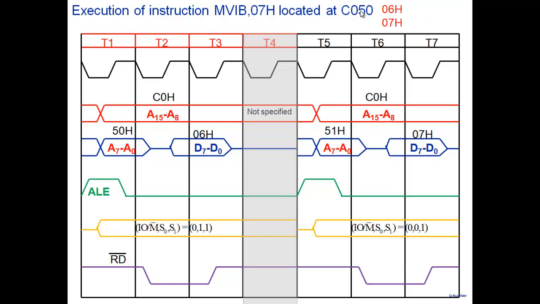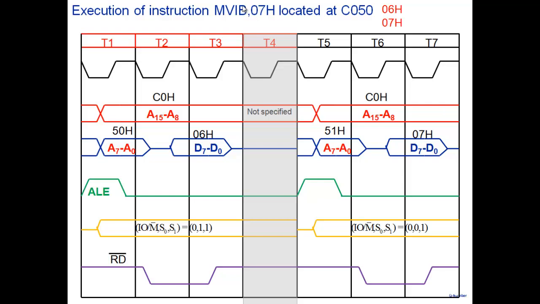07 will be located at C051. So it's C0 and 51. The program counter has been incremented, right? So whenever you fetch a byte, the program counter will become C051. So it loads C051 and does a memory read operation. So what will come from the memory? 07. And where will this go? At the end of it, it will be latched in register B.